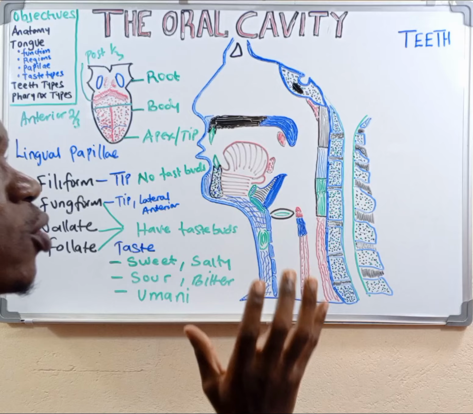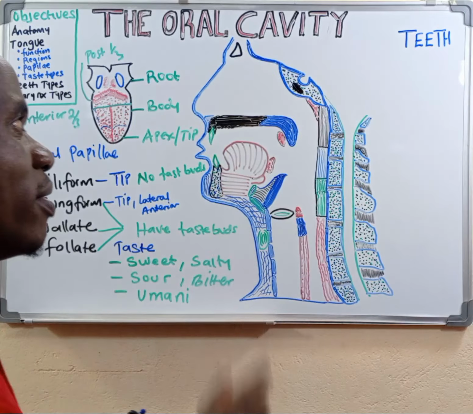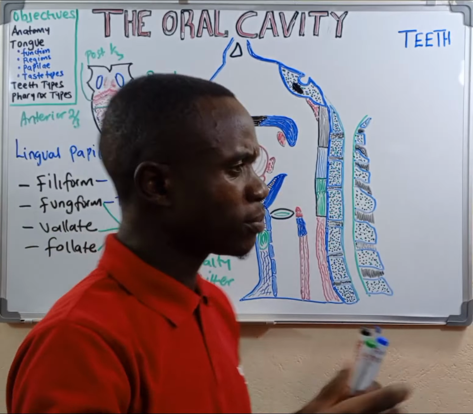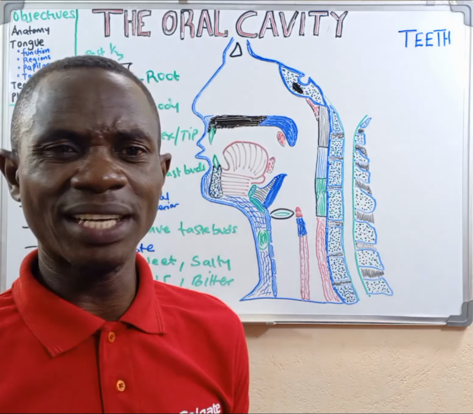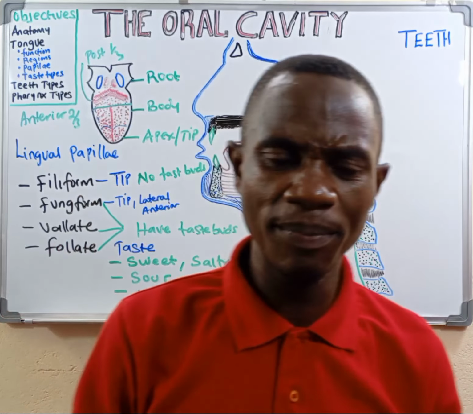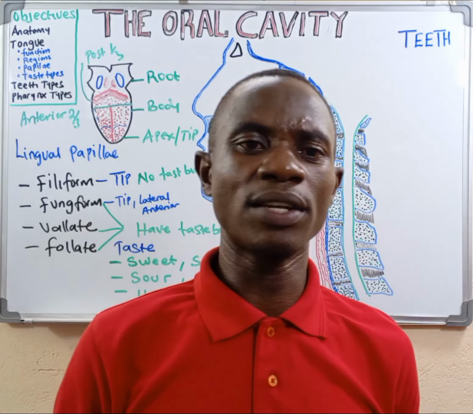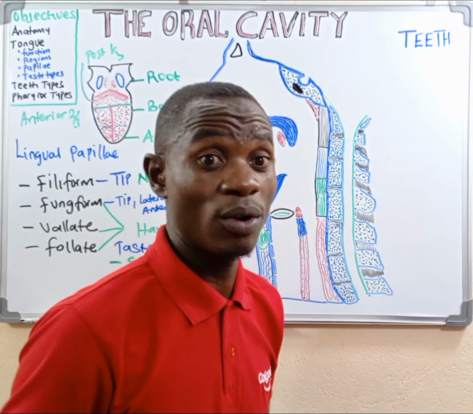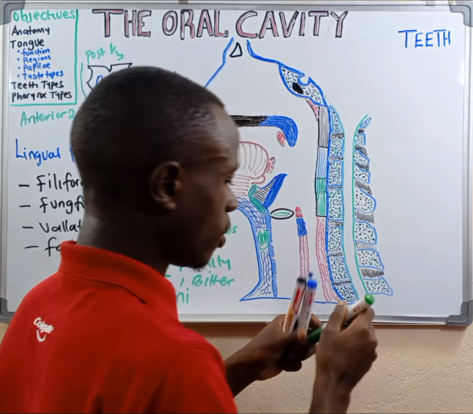Those are the structures that are going to be providing anchorage for the calcified tissues, which we are calling the teeth. We have two types of teeth. We have the primary teeth, around 20 of them, and we also have the permanent teeth, which go up to around 32 of them. However, we have 4 categories of teeth. What are these 4 categories of teeth?